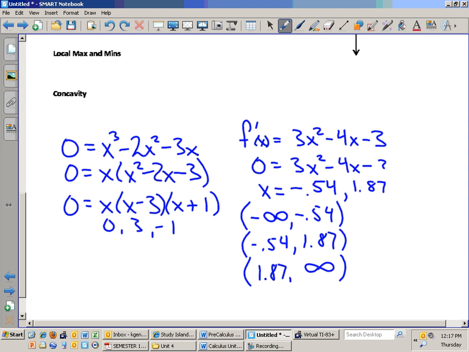And the question is, are these intervals of increasing or decreasing? It will be an interval of increasing if a number within this interval, when I plug it into the derivative, gives me a positive. So what number would you like to plug in here? Negative 1. So 3 times negative 1 squared would be positive 3 plus 4 minus 3 gives you 4. So this is positive. So it's increasing there.